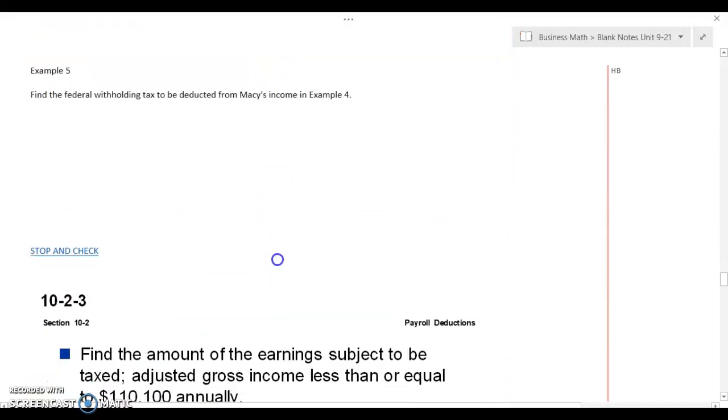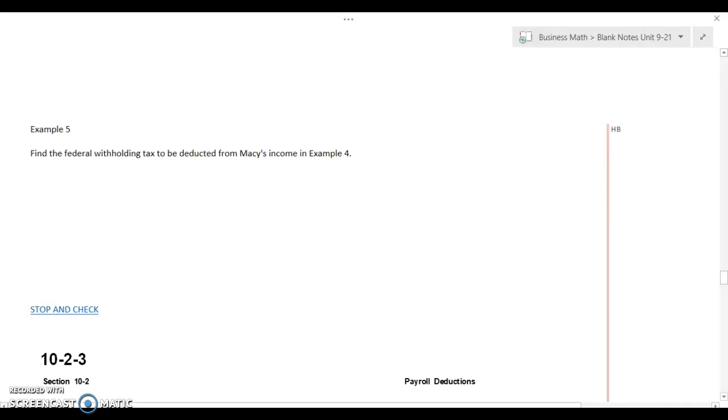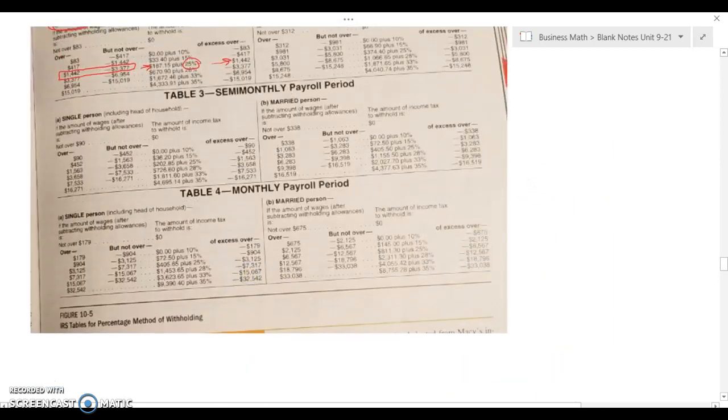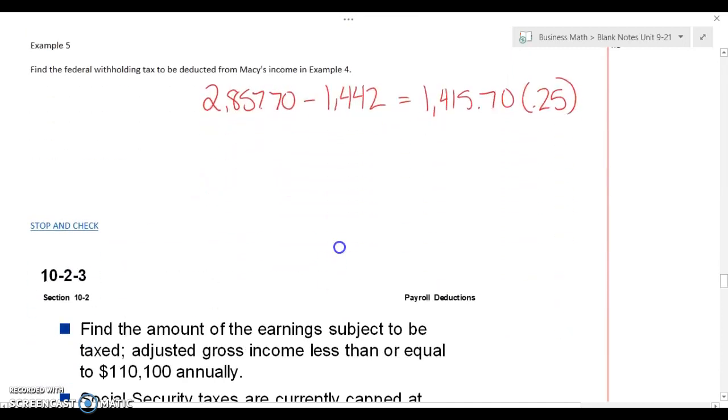What you do is you take her salary we found above, $2,857, subtract the $1,442 to give you $1,415.70. That's her excess over the $1,442. You multiply it by the 0.25 because the table above says 25% over the $1,442.